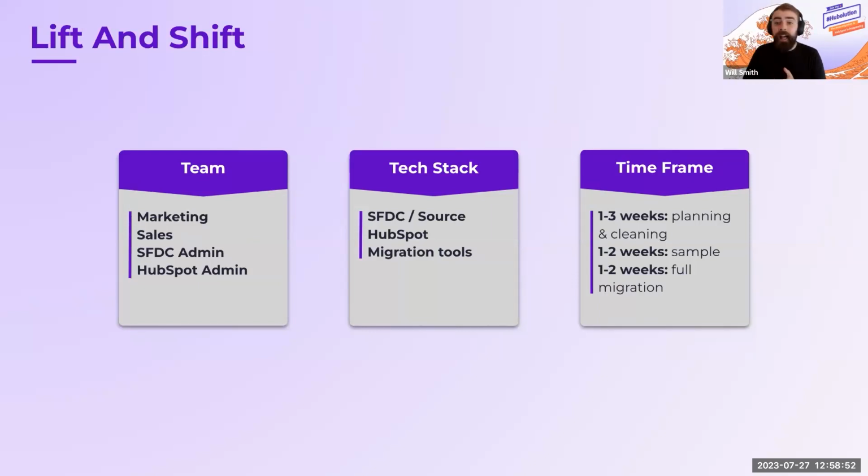You also then need to look at the tech stack. So you have your source platform, in this instance, Salesforce. You will then have your end platform, in this case HubSpot, and then any migration tools. Now that might be Excel. It might just be that you know that you need to have Excel. It might be that you want to use a third party like Zapier. You have to identify what are those other tools that you need to use.